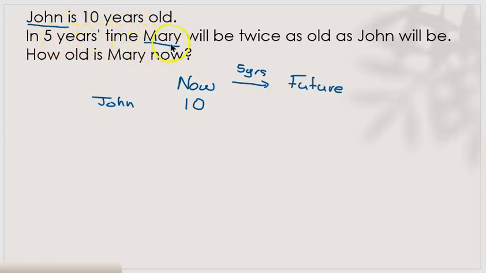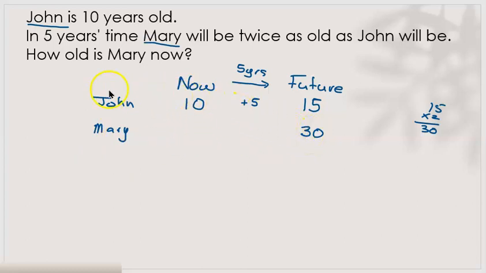In 5 years' time, Mary will be twice as old as John will be. So let us first find out what John is going to be in 5 years' time. If we add 5 years to the 10, John in the future is going to be 15 years old. Then it says Mary will be twice as old as John. So in 5 years, she's going to be twice as old as John, and twice as old as John is going to be 15 times 2. We could have done that in our head, and that's going to be 30. 5 years from now, Mary, I can put Mary here, Mary is going to be 30 years old.